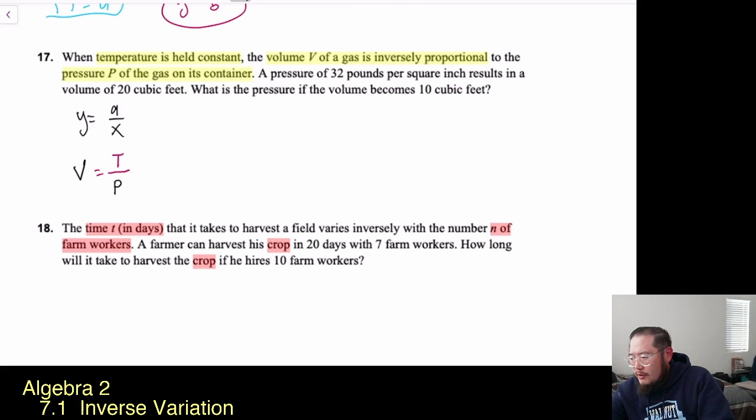They gave, let's see what we could plug in. They gave us right here 32 pounds per square inch in volume of 20 cubic feet. When they tell me pounds per square inch, pressure, area, stuff like that, that tells me that right there is pressure. So I can go ahead right here, volume, we plug in 20.